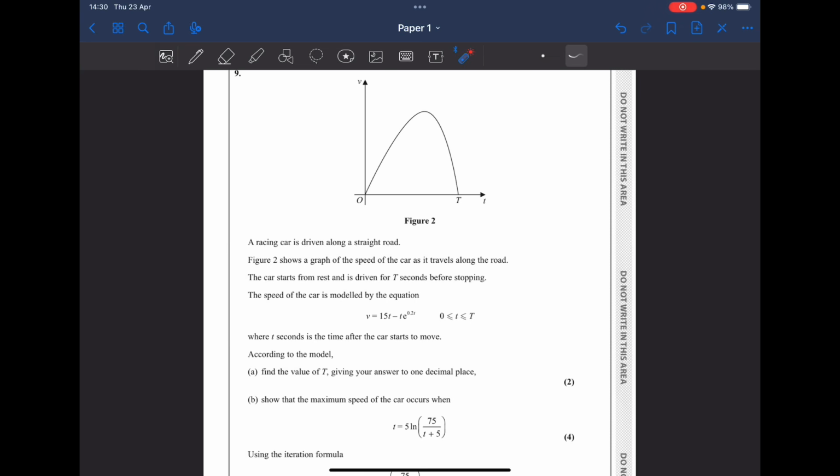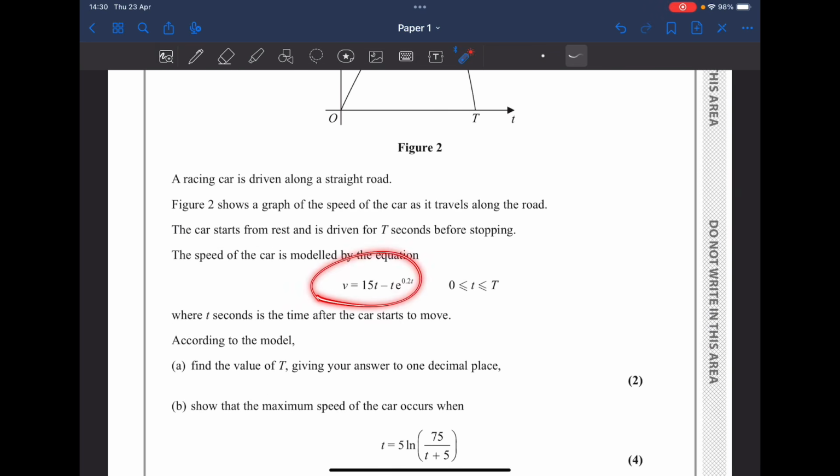We've got the speed it travels. It starts at rest, driven for t seconds before stopping. We've got the speed of it down here. T is the time it takes to move. Find the value of the time it takes to stop, when it stops, basically. So when does this equal 0?